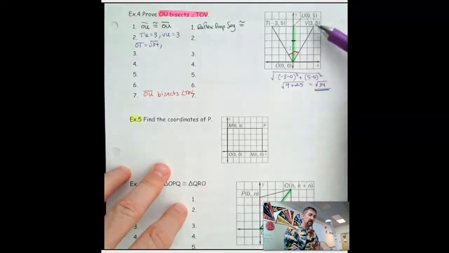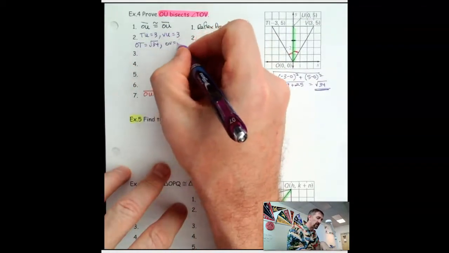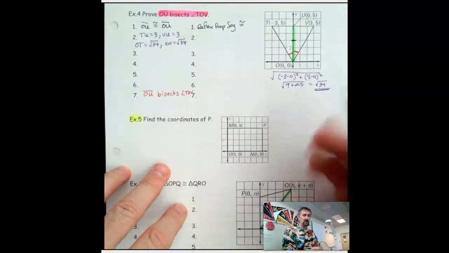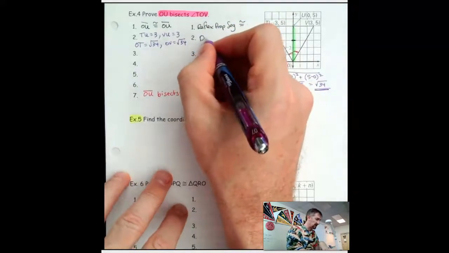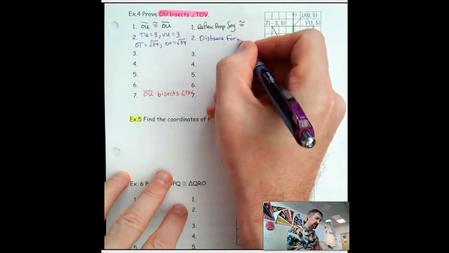Now, the other one is going to be 3 minus 0 and 5 minus 0. That's going to be the same. So OV is also root 34. Now, what did we just do? We used the distance formula. So just say the distance formula. That's our reason for getting those numbers.